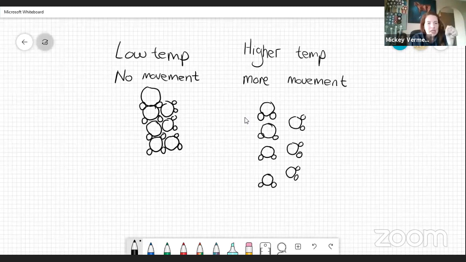Mbali, the energy is being absorbed by the molecules. So I'm putting heat energy in, and the heat energy is being absorbed by the molecules and being turned effectively into kinetic energy for these molecules. All right, so this is what happens when I go from a solid to a liquid.